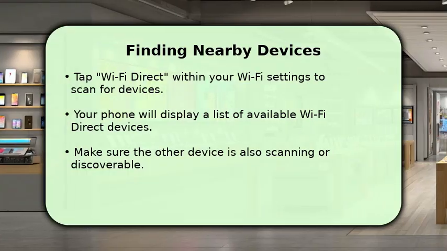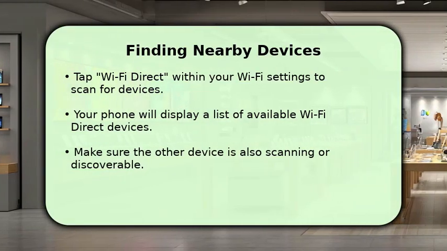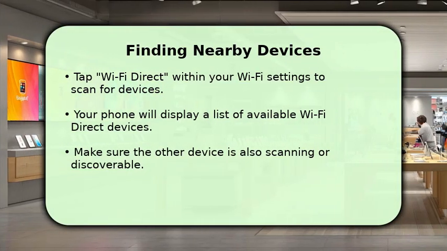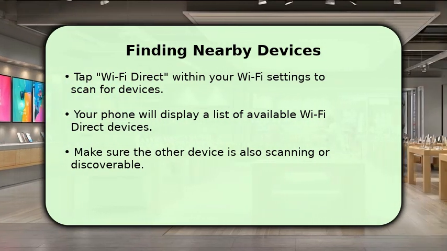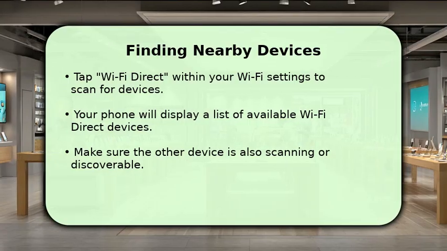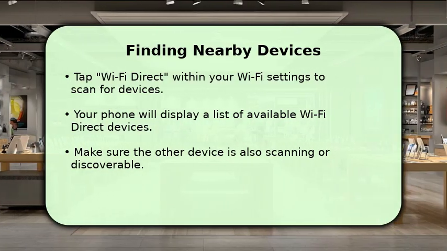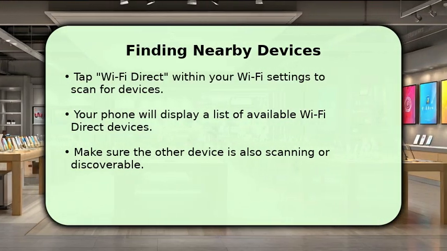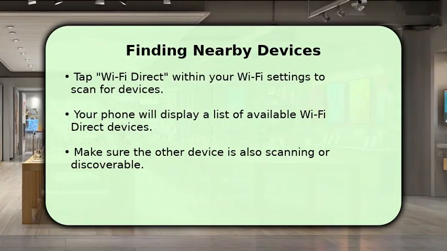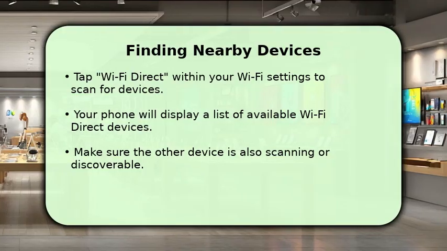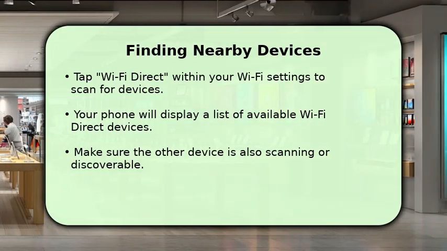Once in your Wi-Fi settings, tap on the Wi-Fi Direct option. Your phone will then begin scanning for other compatible devices nearby. It's crucial that the other Android phone you wish to connect with also has its Wi-Fi Direct feature active and is discoverable. You should see a list populate with available devices, typically showing their device names, within a few seconds.